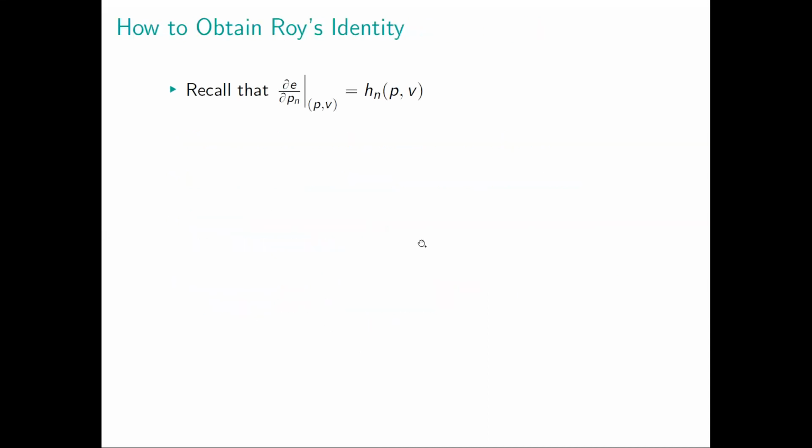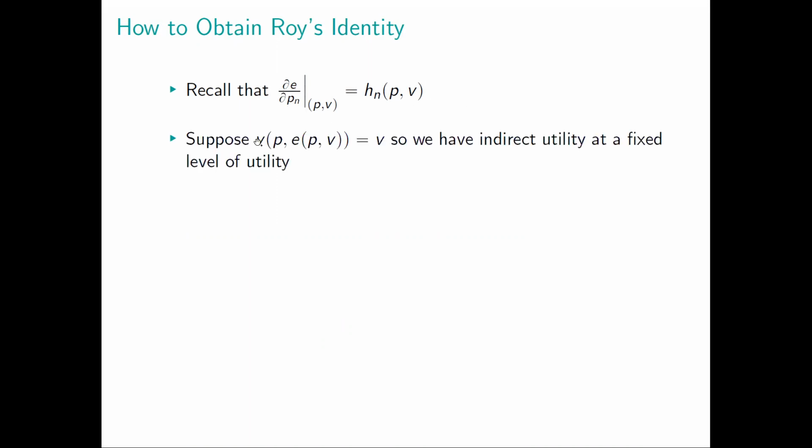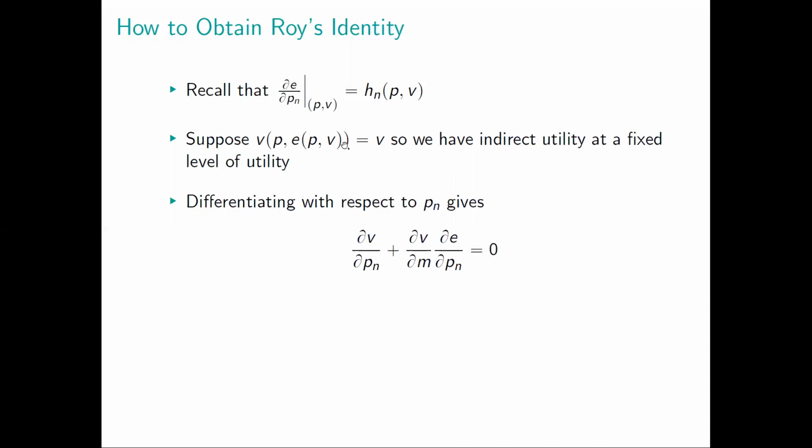So how do we obtain Roy's identity? Well, recall that we can look at the derivative of the expenditure function with respect to price p_n in order to get Hicksian demand at utility level v. Finally, we can suppose that v is equal to the indirect utility for the expenditure function at utility level v. So we use this from the past lecture. For this equation, we can differentiate with respect to p_n, in which case we'll have essentially a chain rule going on here.